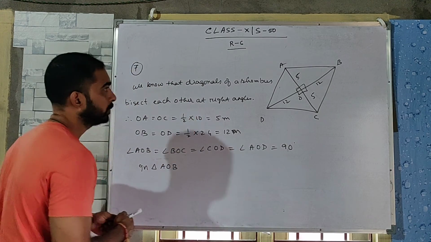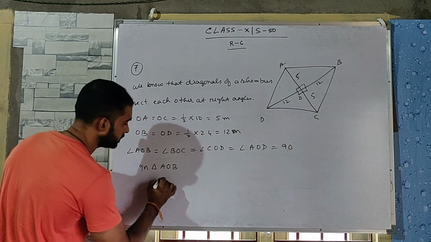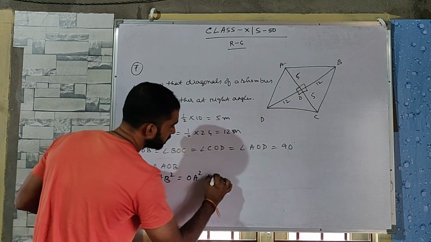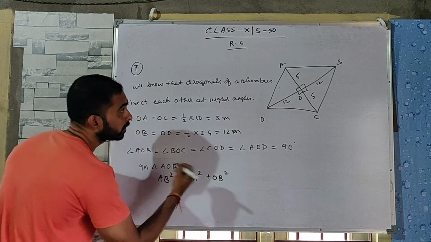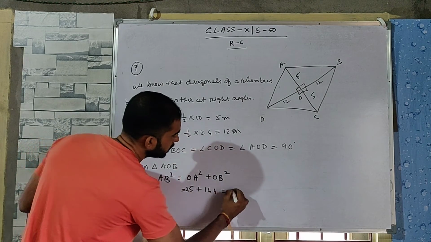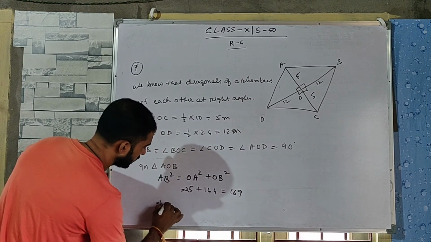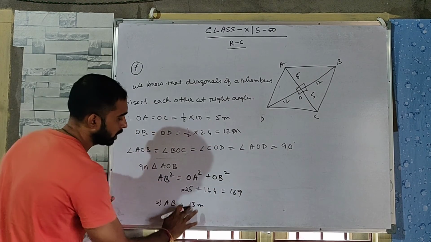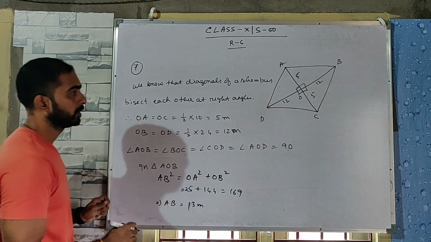Therefore, in triangle AOB, since all the triangles are identical triangles, we can use the Pythagoras theorem. So what is Pythagoras theorem? H square equal to P square plus B square, here H equal to AB. Now OA equal to 5, so 25 and this one 144 is equal to 169. So AB equal to 13 meter.